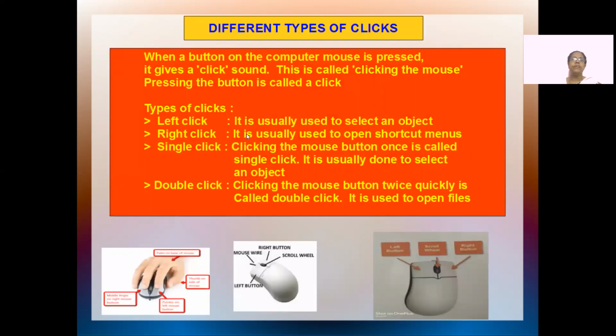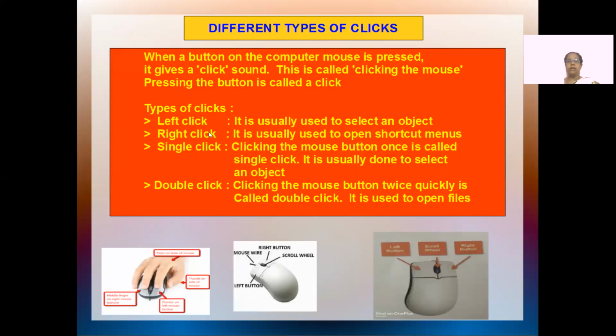Now we have different types of click. As I told you, when we press the mouse button, it makes a click sound. This is called the clicking of the mouse, or a mouse click. Here, when we click different buttons, it's called a click. Let's see the different types of click.